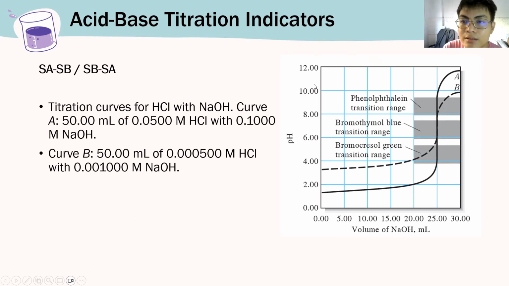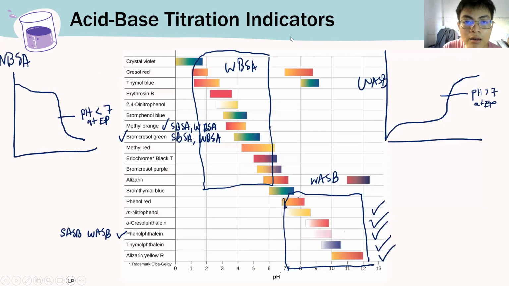So again, the higher the concentration, the longer the inflection point. So the lower the concentration, the shorter the inflection point. Therefore, the shorter the range of indicators that you can use. Mas onti yung pwede mo gamitin.